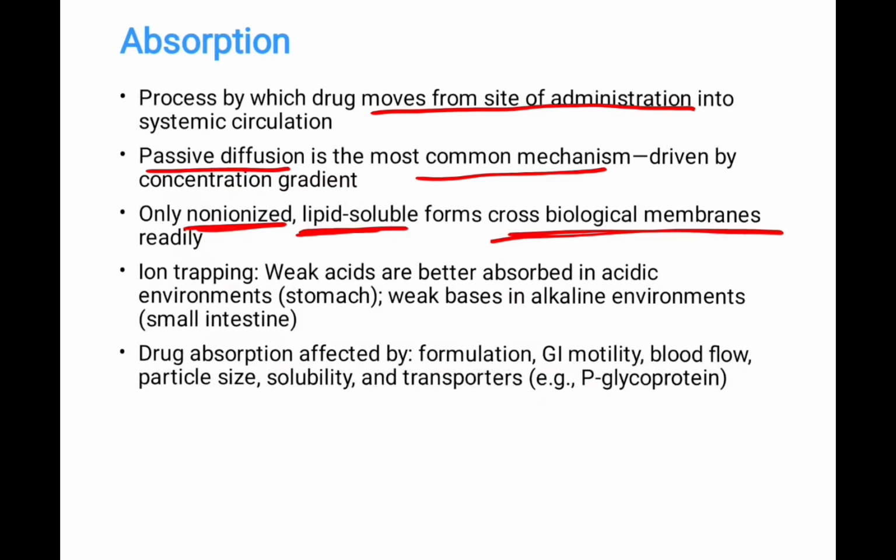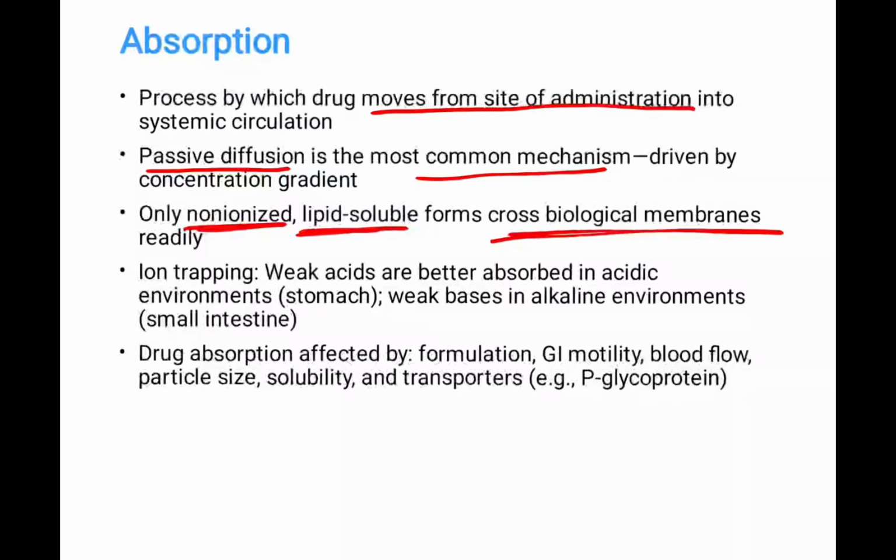Remember, in our gut wall, we also have biological membranes. Biological membranes are everywhere. As long as there is a cell, the cell has a biological membrane made up of phospholipids and proteins and the likes. So only non-ionized or unionized lipid-soluble drugs cross biological membranes.